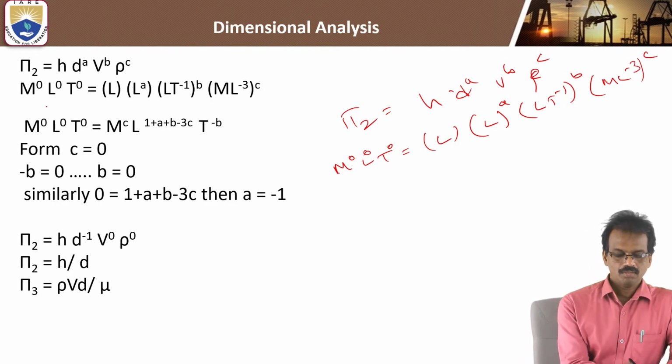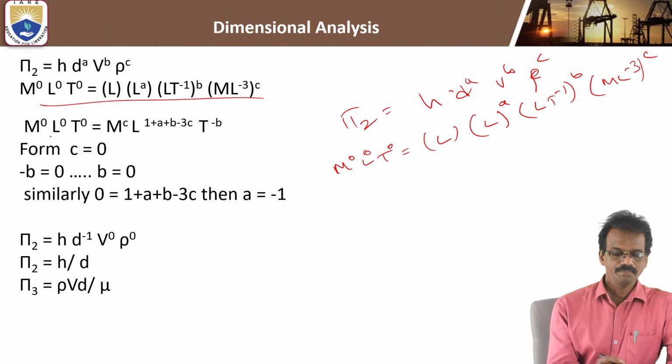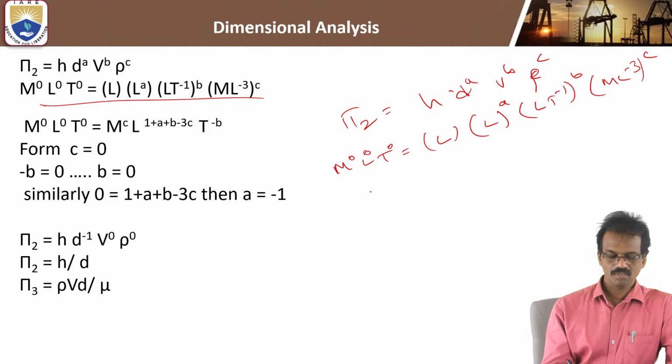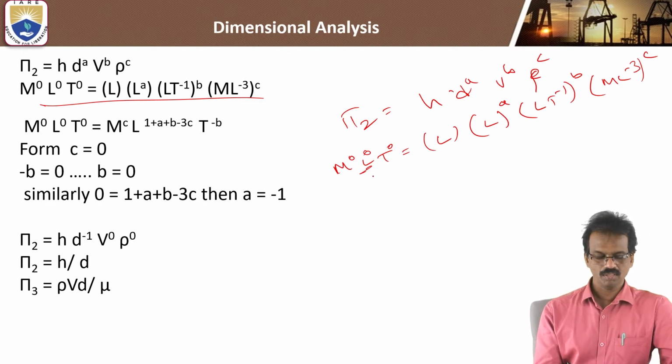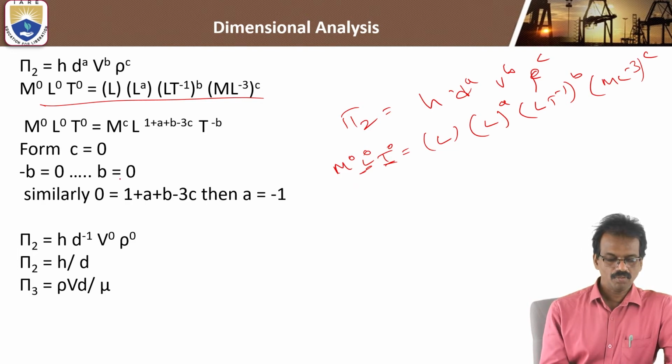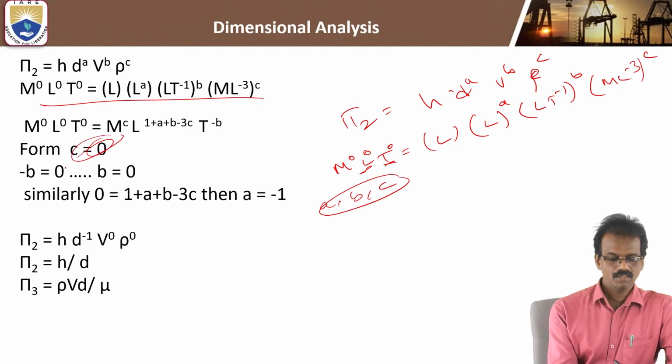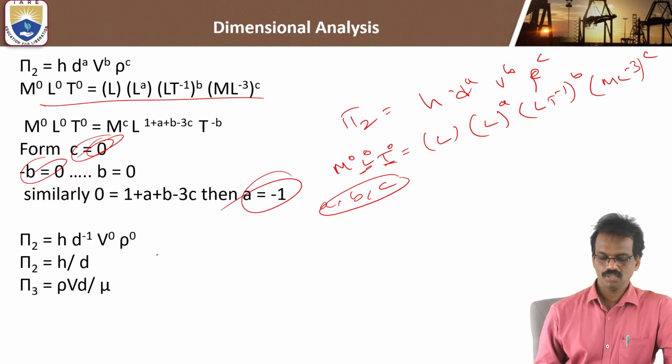If you substitute that, similarly with respect to M we will get one formula, with respect to L we will get another formula, and with respect to T we will get another formula. If you solve these, we automatically get the a, b, c values: here c is equal to 0, b is equal to 0 also, and a is equal to minus 1. If you substitute in the pi 2 term, you will get h, d to the power of a, that is minus 1, and v to the power of 0, and rho to the power of 0.